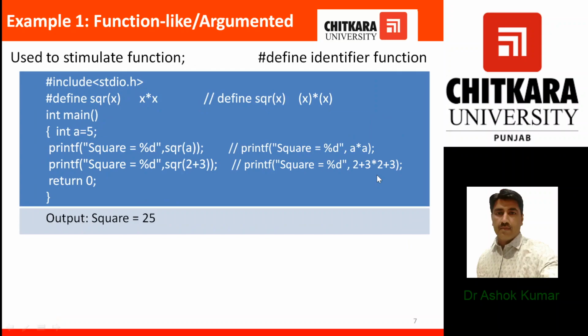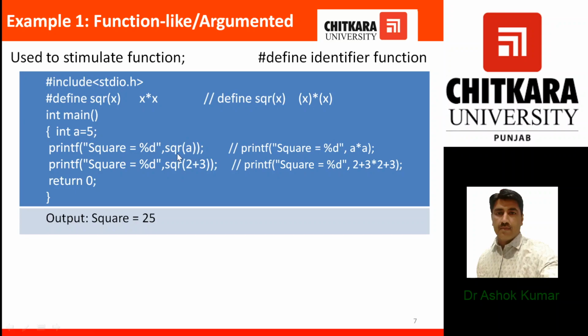The next slide is another example based on macros. Again we have a macro, and we have given it the name sqr. This is used to find the square of a number. We are passing it a parameter x, and its definition is x into x. When you call this macro through this line in the main, square of a, we are calling it just like a function. These kinds of macros are called function-like macros or augmented macros.